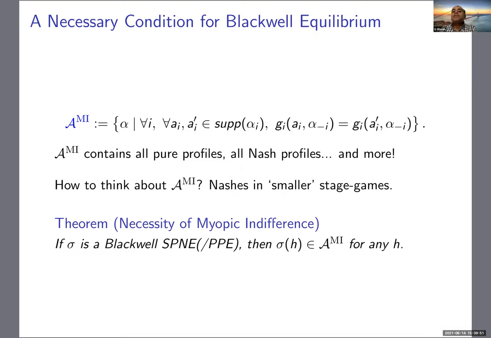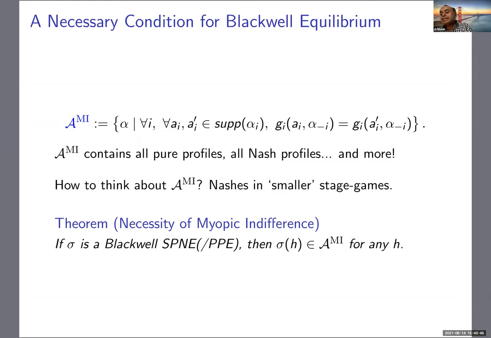So now let's define script A_MI. Script A_MI is the set of all mixed strategy profiles that satisfy myopic indifference for every player. So for every i, for every a_i and a'_i in the support of alpha_i, you will get the same payoff from playing a_i and a'_i, given what the others are doing. Now, what about pure action profiles? Of course, this holds for pure action profiles because there's nothing to check. It trivially holds. If it's a Nash profile, then by construction it holds, because all the things that you're mixing over in Nash are best responses.